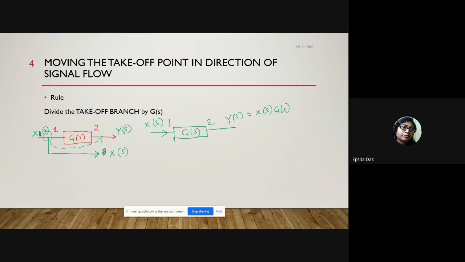Now, I want to take this takeoff point here. So what will be the takeoff signal now? What is the signal value here now? What is Y(s) here? What is the signal value here? When it was coming from here it was X(s), so what is the value here now? X(s) into G(s). Yes, that means Y(s).